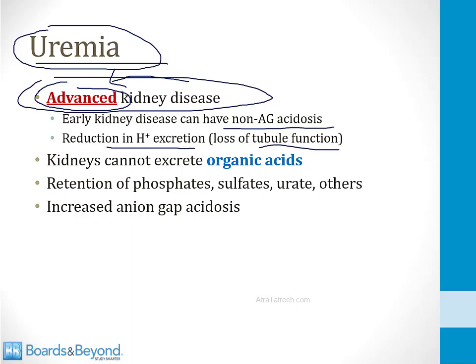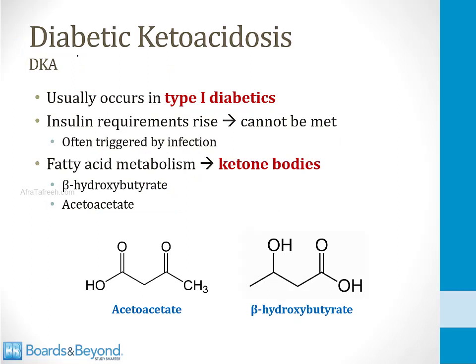And that's because the kidneys can't do their job of excreting organic acids. Things like phosphates, sulfates, urate, and others. All of these things will build up in the plasma and cause an increased anion gap metabolic acidosis. Our next cause of high anion gap metabolic acidosis is diabetic ketoacidosis, also called DKA. I talk about this extensively in the endocrinology section in the video on diabetes and also in the biochemistry section when talking about glucose. DKA usually occurs in type 1 diabetics.